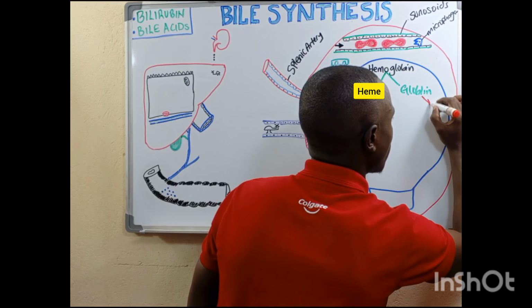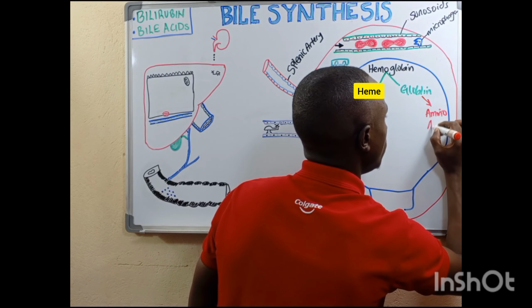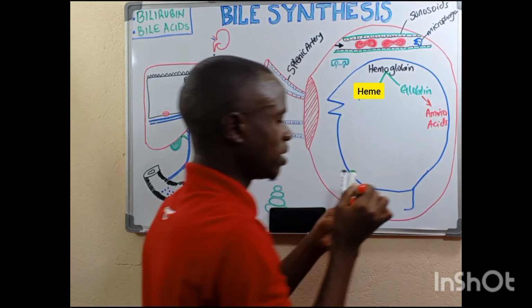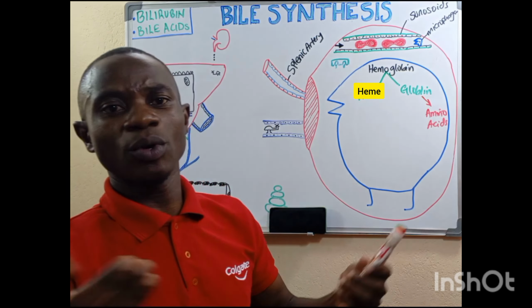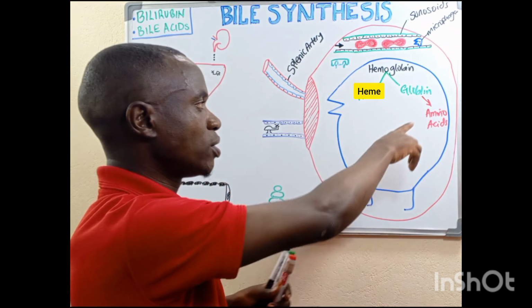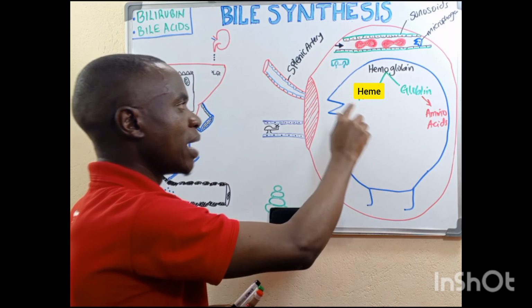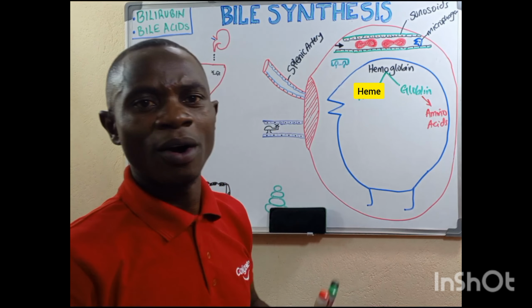It can get further broken down into individual amino acids. And of course, these amino acids can get used up by different body structures, like the liver, and some other structures that need to use the amino acids. Now, my main focus is going to be dealing with the heme.